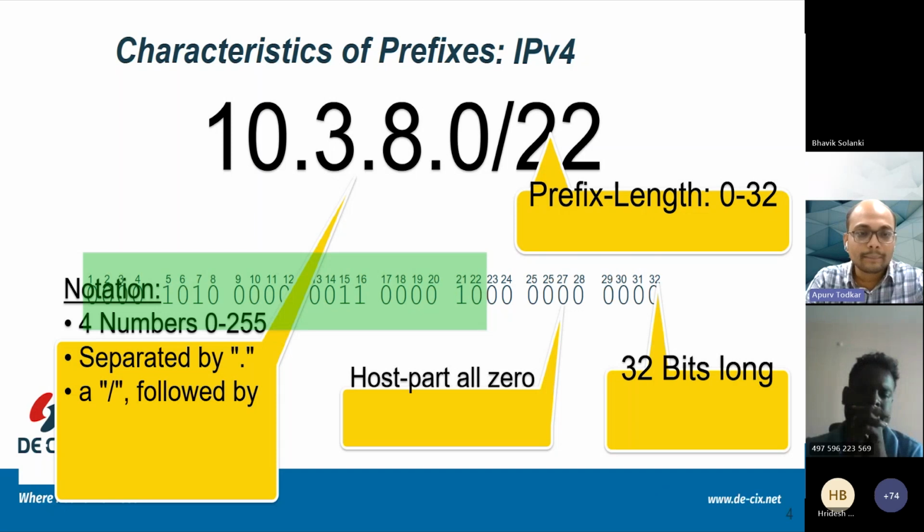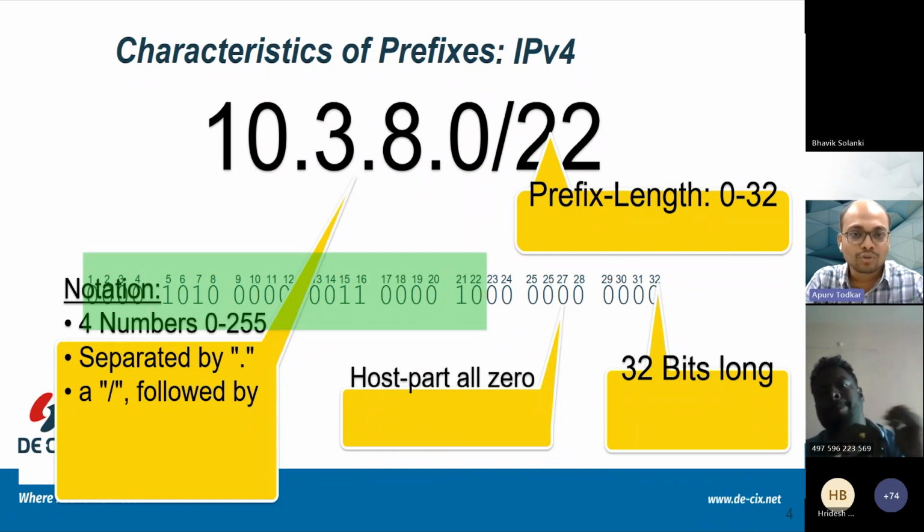Let's take another look at the characteristics of the prefix and its notation. The notation is similar to an IP address, but followed by a slash and the number of bits in the prefix. Like in our example, this is a /22 prefix, and the length of the prefix can range from 0 to 32 bits. If it's 32 bits, it represents a single host address and is also known as a /32 prefix. This means that there is no host part and the network part is 32 bits long. Essentially, a 32-bit prefix is just a single IP address.